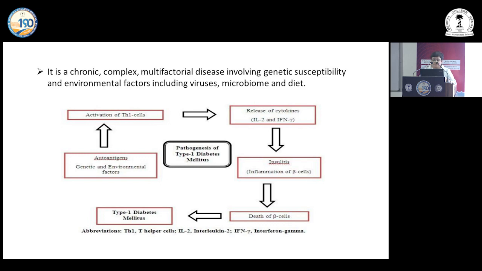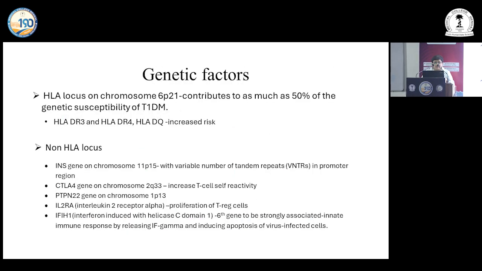Next slide. Among the genetic factors, the most important one is the HLA locus, which is present on the short arm of chromosome 6. This is responsible for as much as 50% of the genetic susceptibility of type 1 diabetes mellitus, mainly in people with the genotypes HLA DR3, DR4 and DQ.